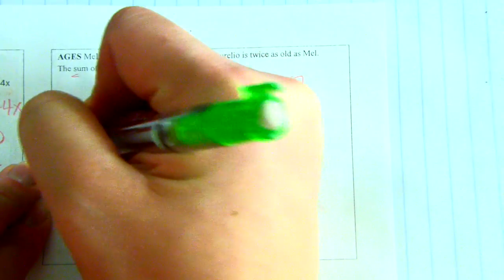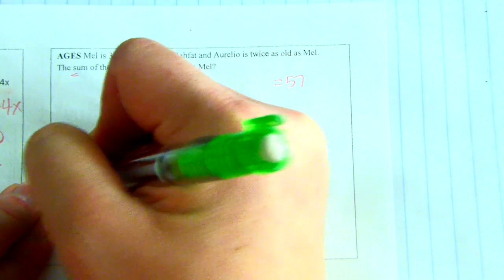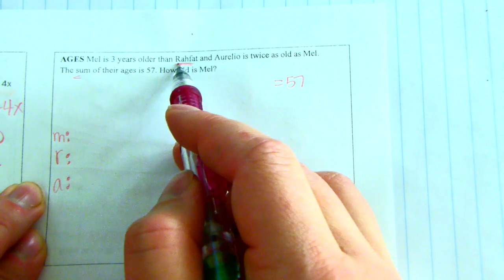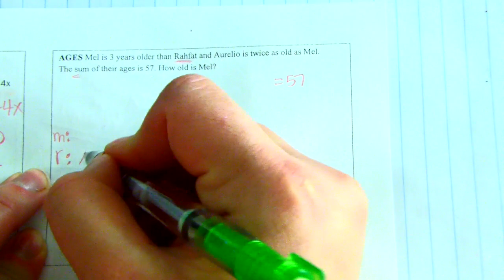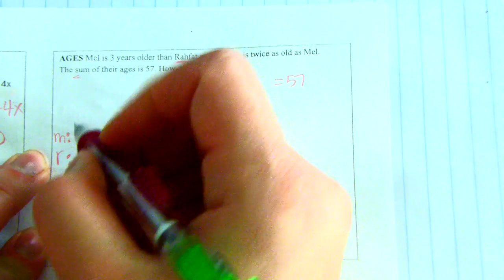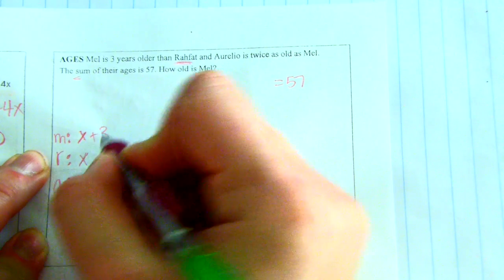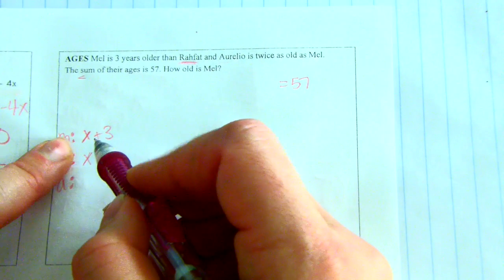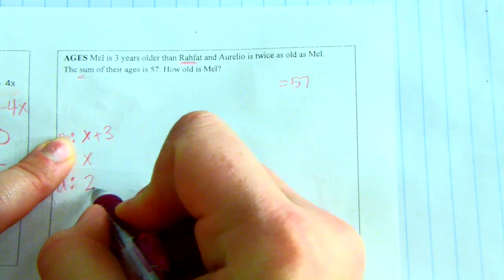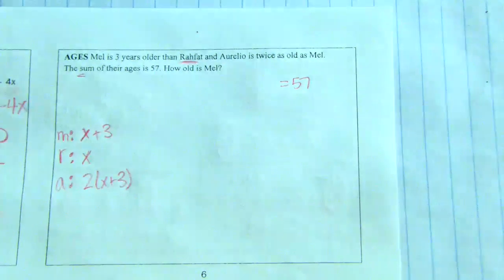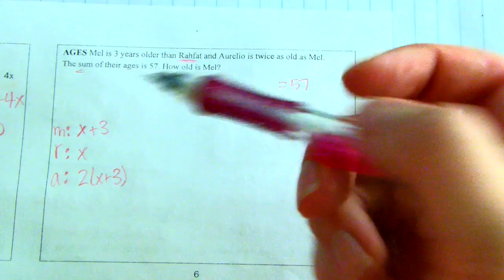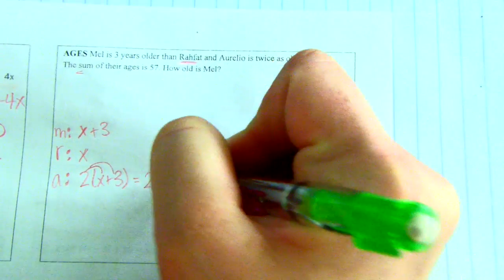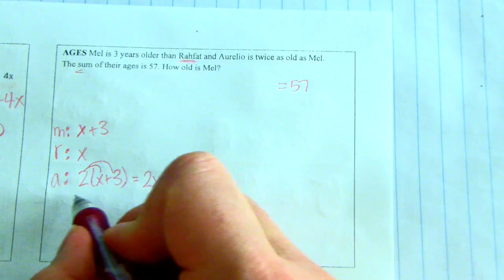So what I like to do with these problems is write down what I know. I've got a Mel, I have an R, and I have an Aurelio. It says Mel is 3 years older than this guy. I don't know how old this guy is, so I'm just going to call him x. If Mel is 3 years older than him, that would be x plus 3, and Aurelio is twice as old as Mel. So if I need to take this times 2, I need to set it in parentheses. The sum of their ages is 57. So if I add all of these up, I'm actually going to distribute this one so that it's a little bit easier, with less parentheses.